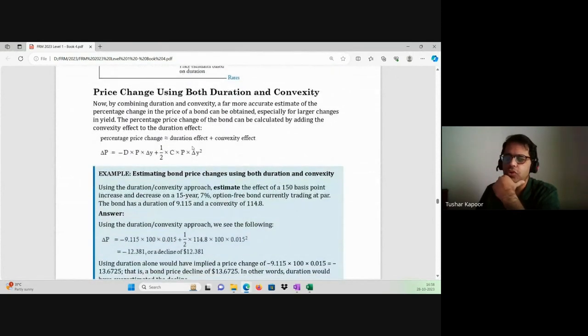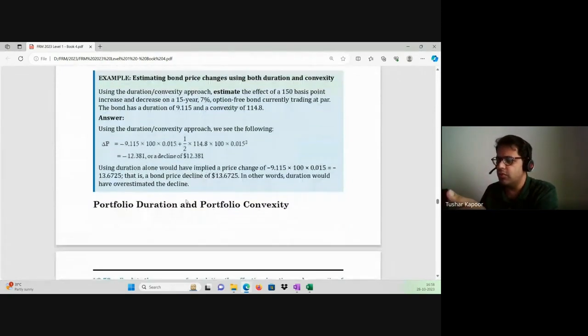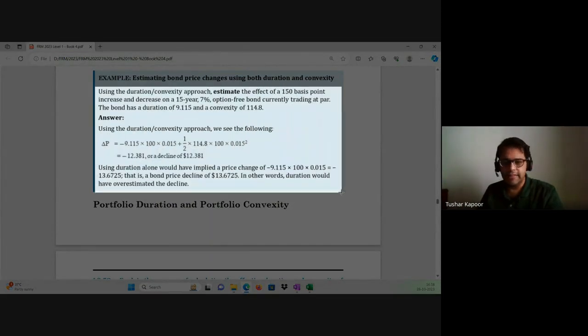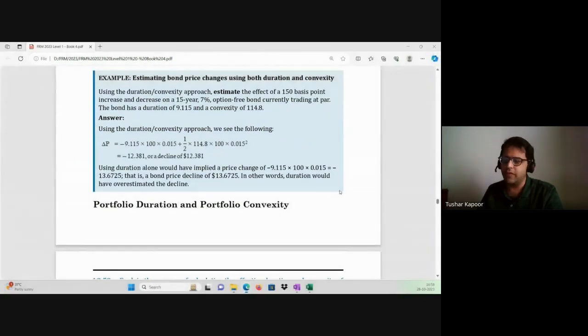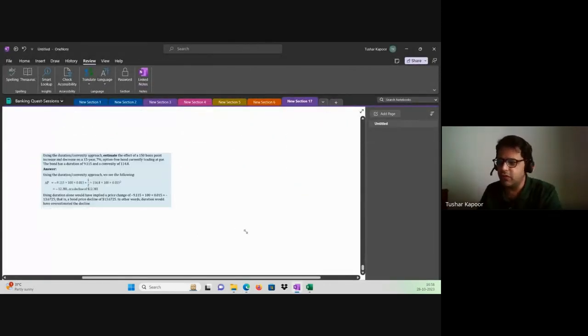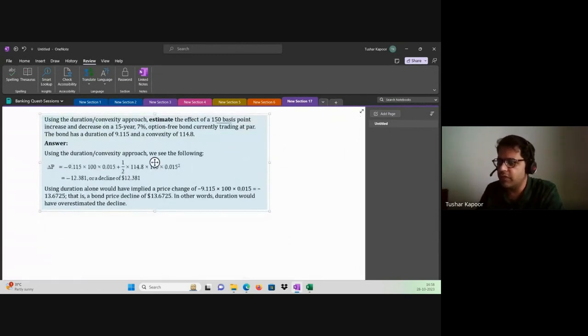So it is a sum total of duration effect and convexity effect. The next question, in fact, talks about both things in parallel. So let's look at this example wherein they're using duration and convexity. As I said earlier, the information on duration and convexity might be represented in a different way, but the overall tree structure tells you that there are three ways of duration and three ways of convexity, the pure convexity. So using the duration convexity approach, use the effect of a 150 basis point increase and decrease on a 15-year 7% option-free bond currently trading at par.